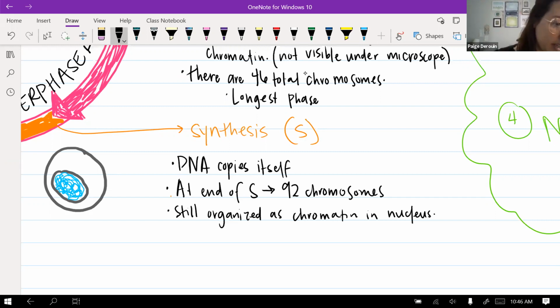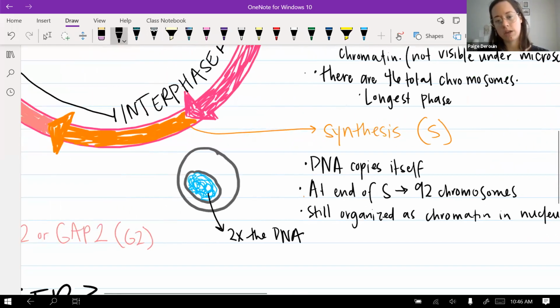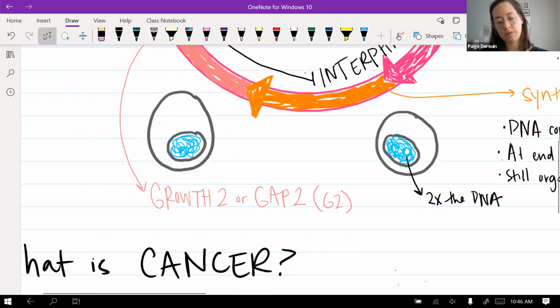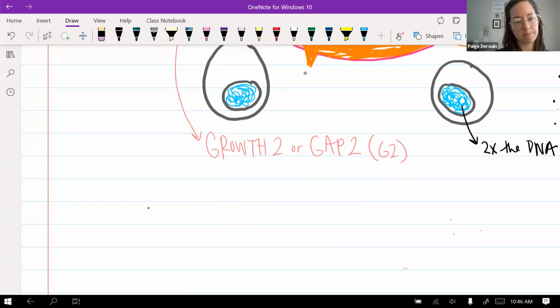So the only difference here between this cell and the first one is that the cell has 2 times the DNA, but it will look exactly the same as the first one did under a microscope. And that is S phase. The next step is G2 or growth 2 or gap 2. So after synthesis, the cell will immediately go into this phase called growth 2. I'm going to erase this what is cancer thing and put it back later just because we need a little more room to write.